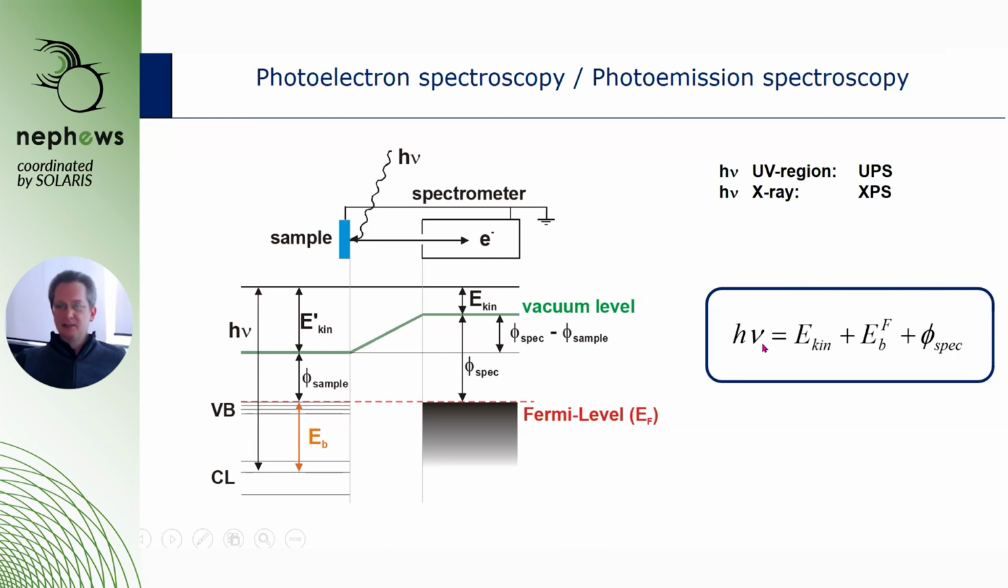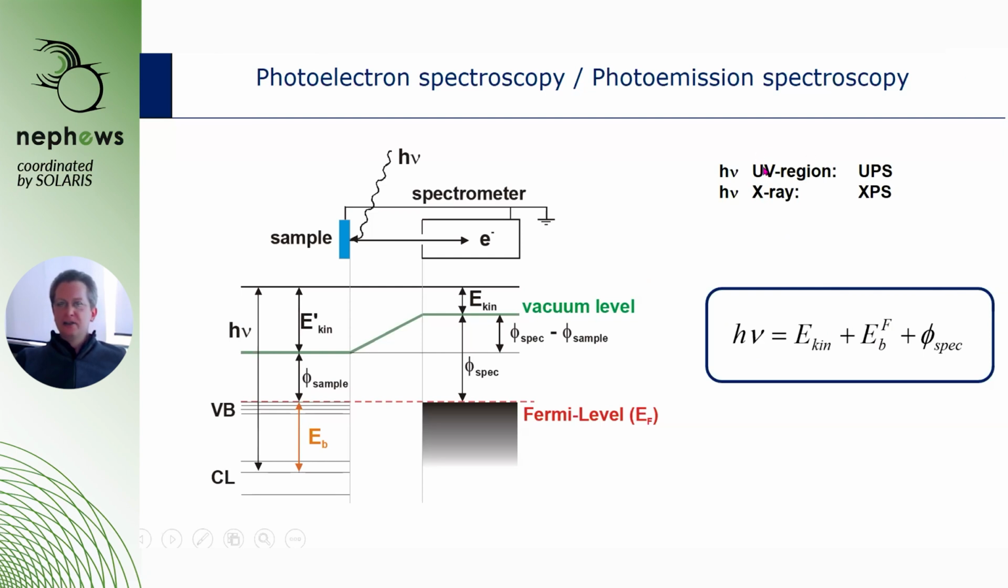that we know that the energy of the incoming photon will always be divided into the work function of the spectrometer, the binding energy of the electron in the sample with respect to the Fermi level, and the kinetic energy that we measure in the spectrometer. And the only relevant information that we want to have is this binding energy with respect to the Fermi level. So what was the binding energy of the electron in the solid before it has left?